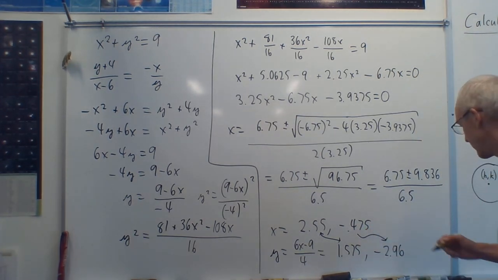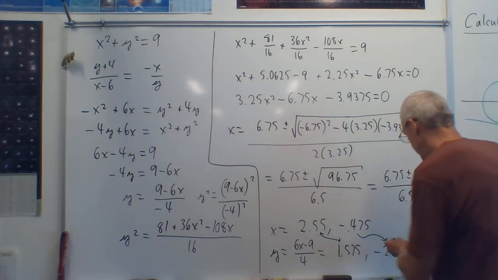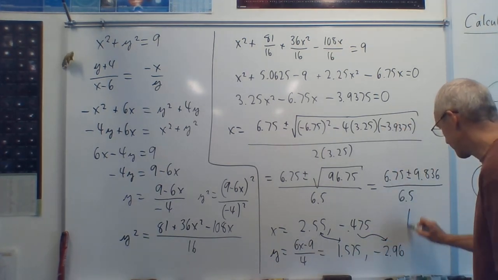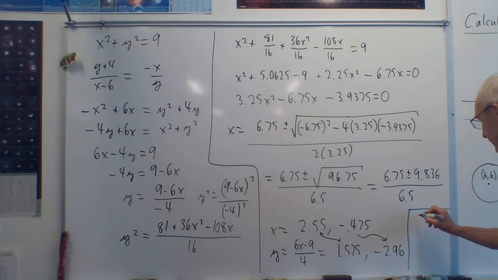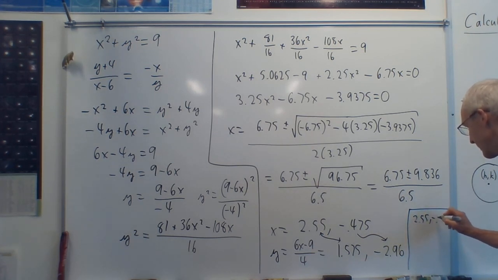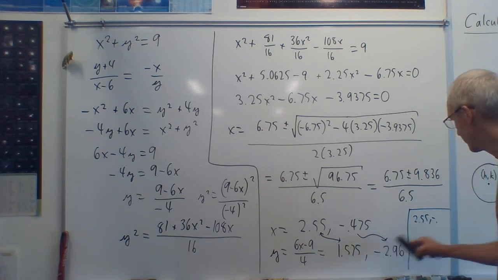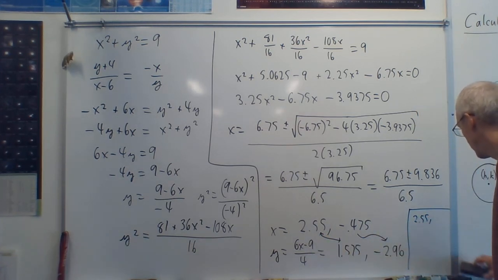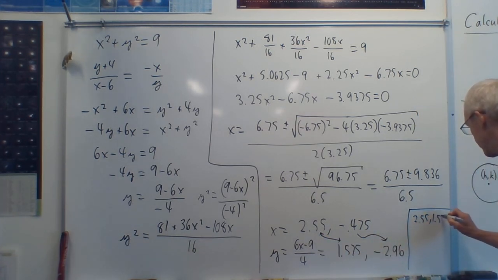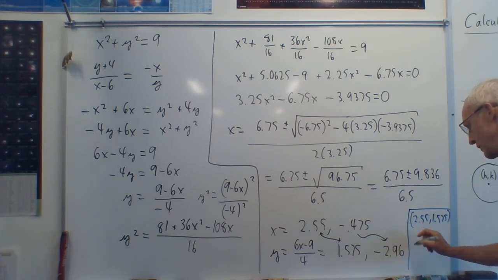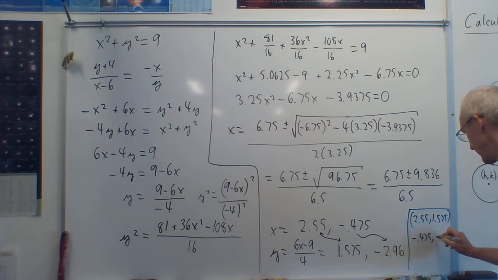Our 2 points are, I'm going to do it in blue so they stand out. After all this work, I think I have a little bit of room here. One of them is 2.55, 1.575, and the other is negative 0.475, negative 2.96.